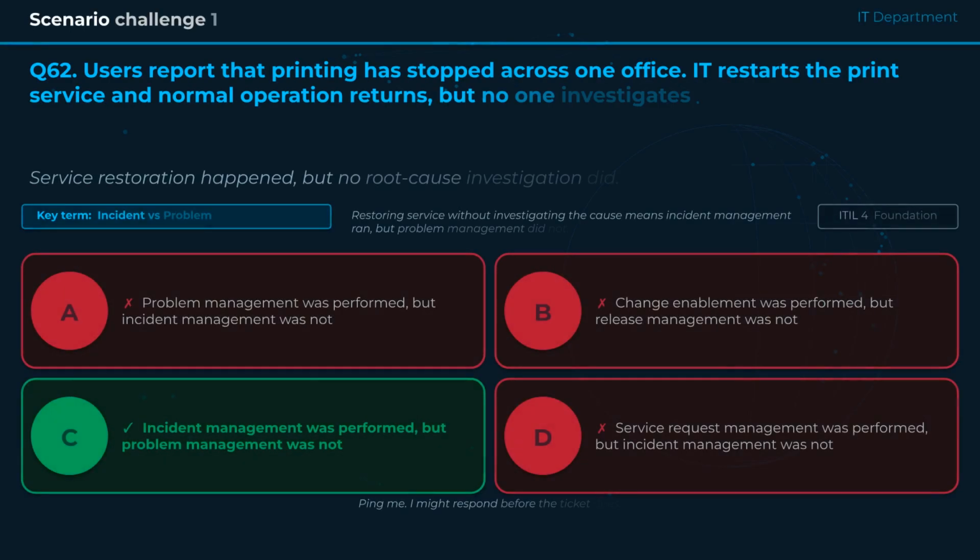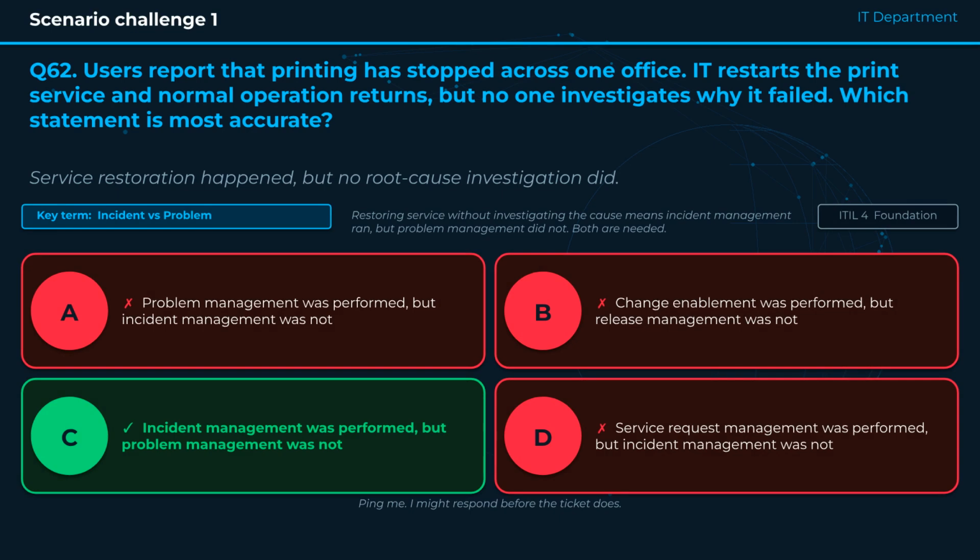The correct answer is C. Incident management was performed, but problem management was not. Restoring the service addresses the incident. However, without investigating the root cause, problem management activities did not run. Both are necessary for effective resolution.